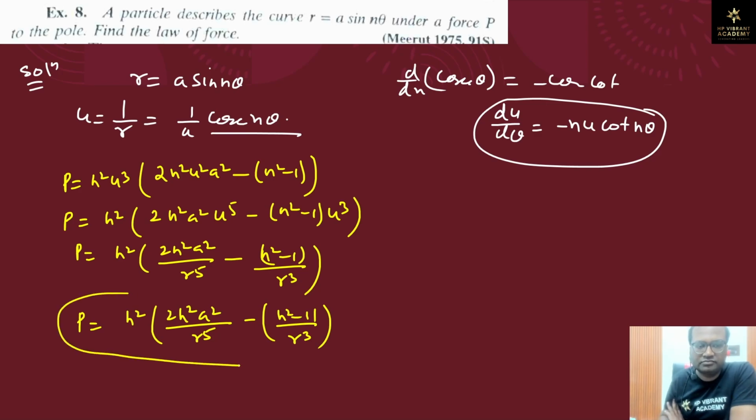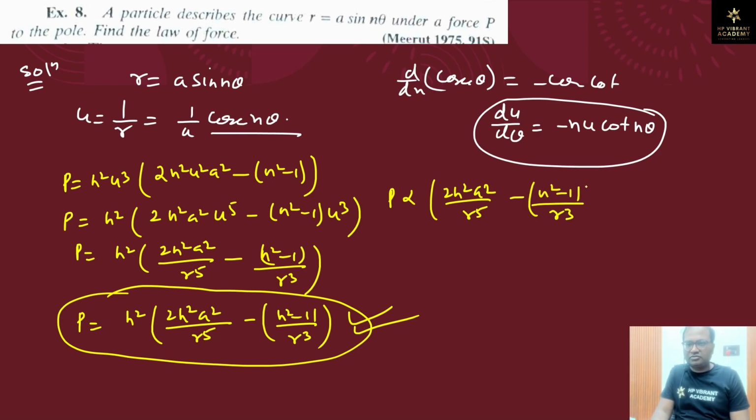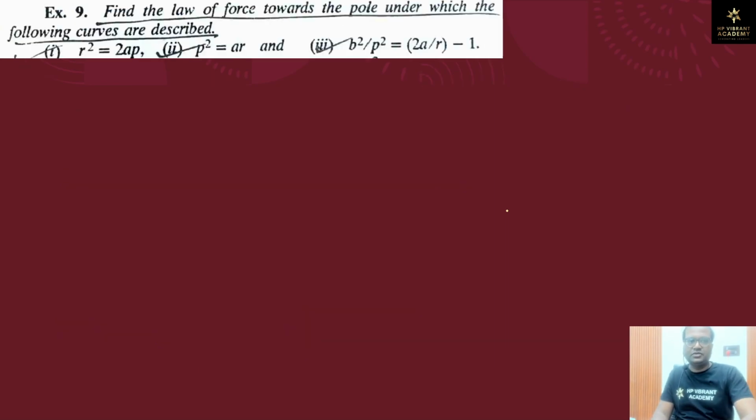Okay, this is our central acceleration. We have the law of forces: P is proportional to 2h square a square upon r^5 minus n square minus 1 upon r. Okay, this is our answer. Now let us discuss question number 9, how we can solve this.